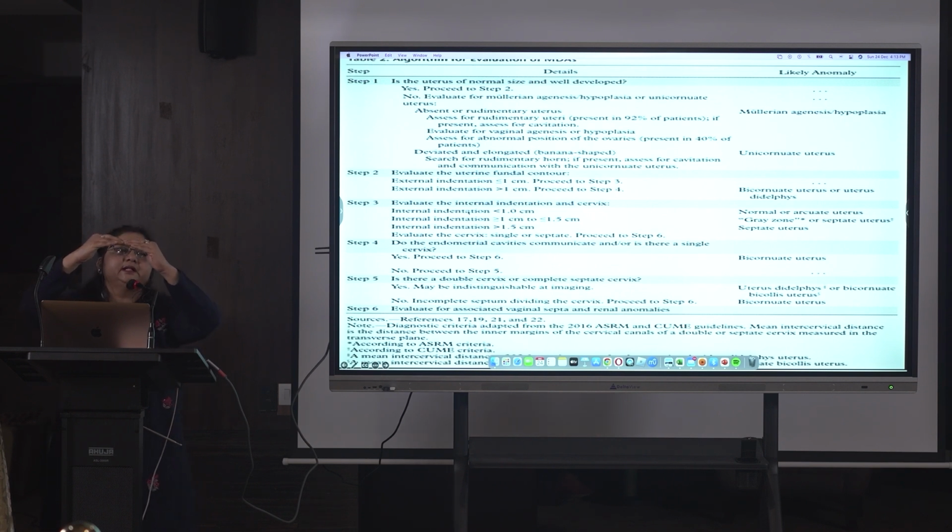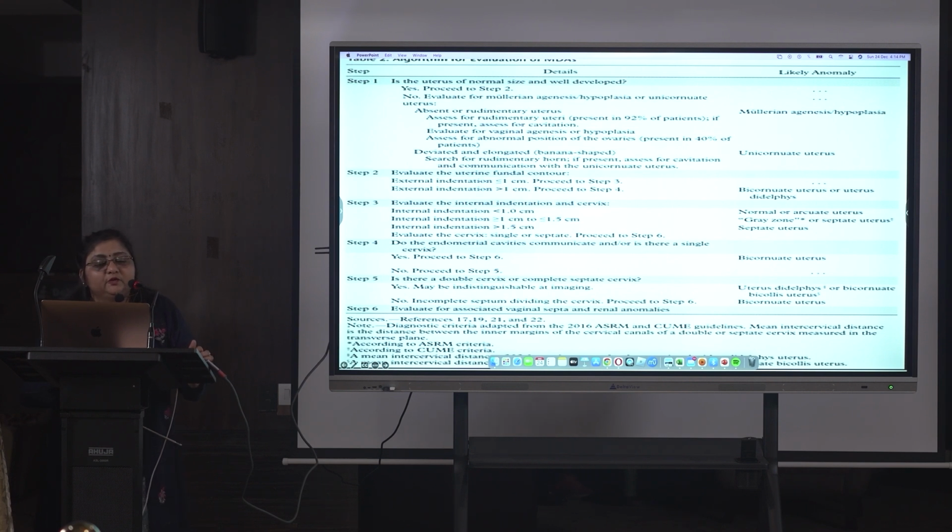If there is indentation on the external serosa, it is called an external indentation or a fundal cleft. This is also called a fundal cleft. So that is where you have to look for external indentation. Then the second step is you have to look for internal indentation, which is shown by the endometrial cavity. So step 4, does the endometrial cavity communicate, or is there a single cervix? Come down and you have to look for that.